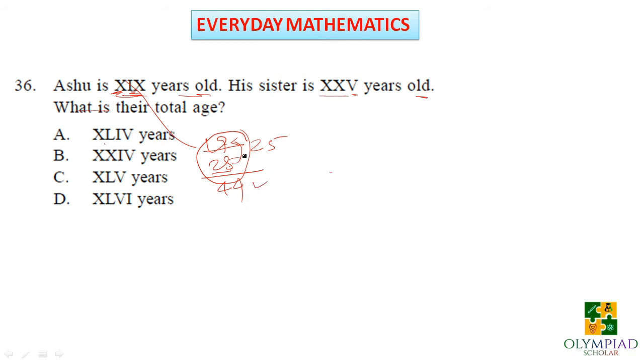So you need to find where 44 is. 44 is 40, which is XL, and 4 is IV. So XLIV. Okay, here it is, option B is correct, that is XX. Oh, no, no, no. We need to find XLIV. So XLIV is at option A. So option A is correct.